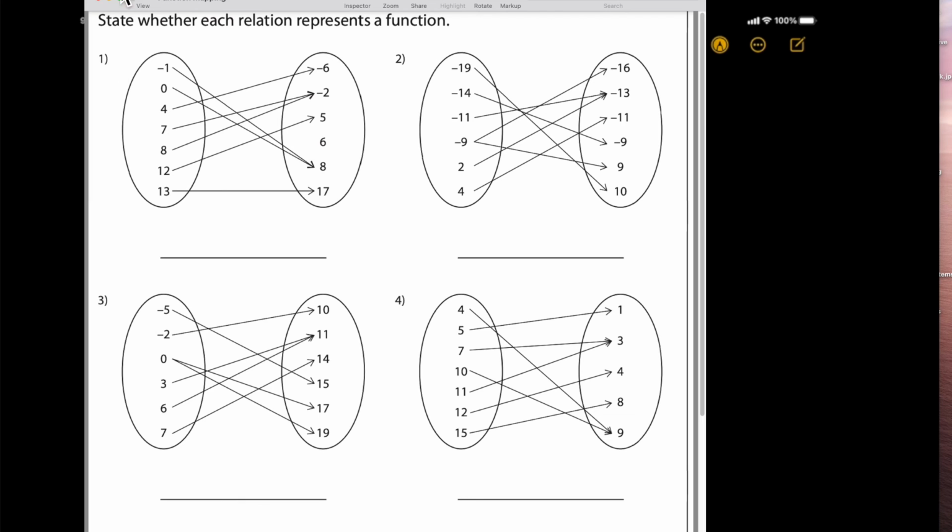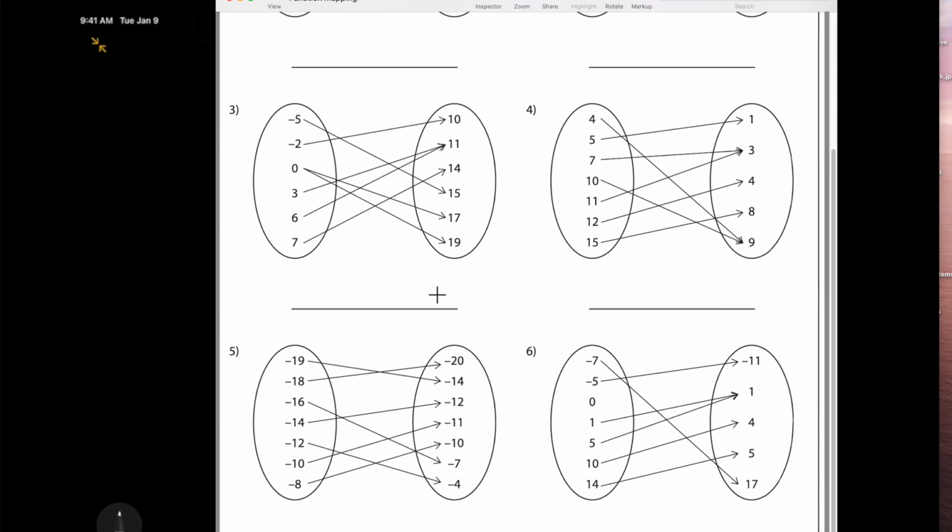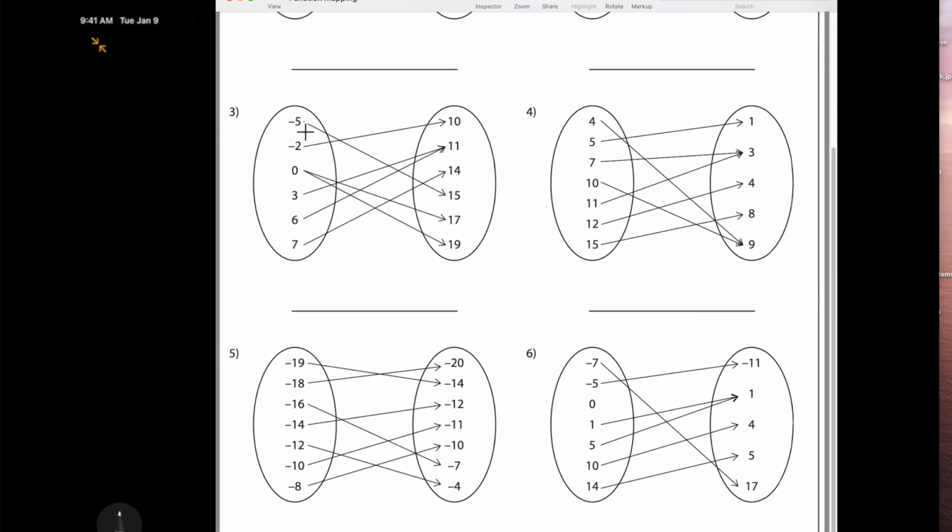Let's go to number 3. One output, 1 output, 2 outputs. This is Jennifer giving you 2 favorite ice creams. No good. You can only have 1 output for any input. This is okay. The fact that 3 and 6 both like 11. This is 2 people both liking chocolate. But 1 person cannot like chocolate and strawberry. Not a function.